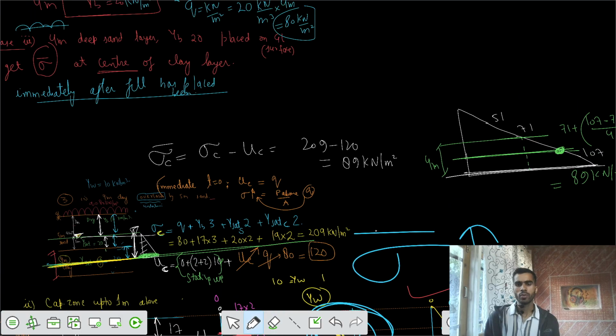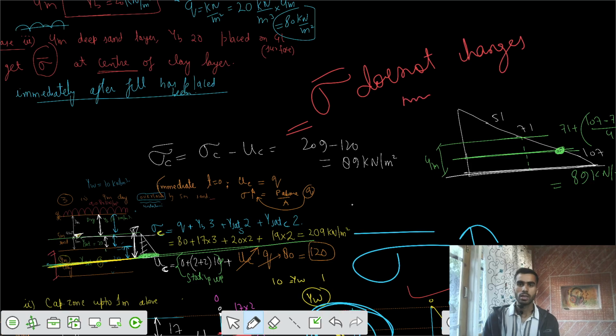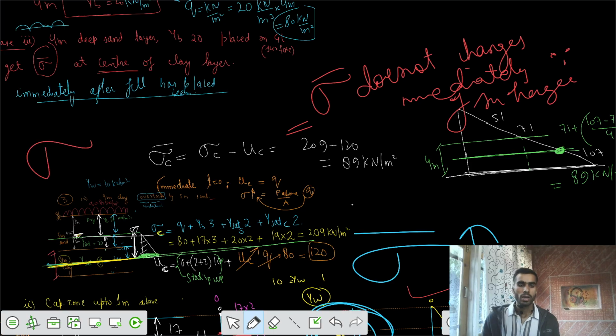These things we already know. We have talked about that. So your effective stress does not change immediately by placing the surcharge. That's actually because your increase of total stress is taken by the increase of pore water pressure.